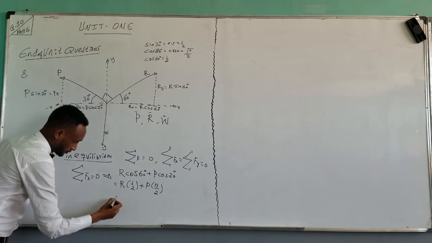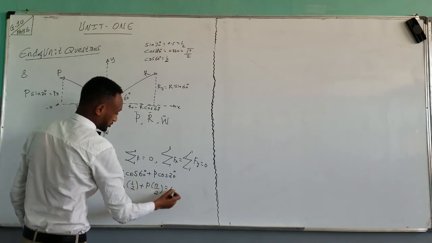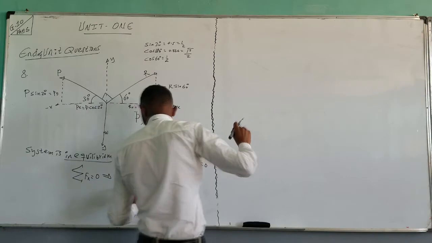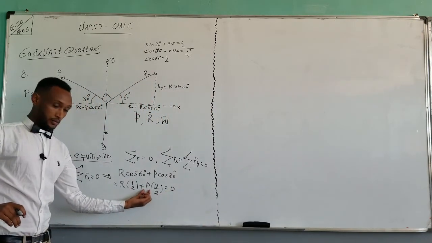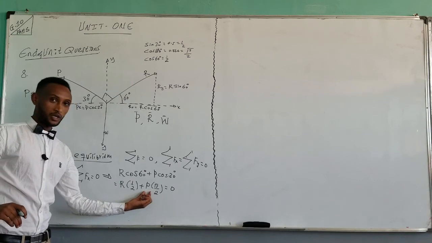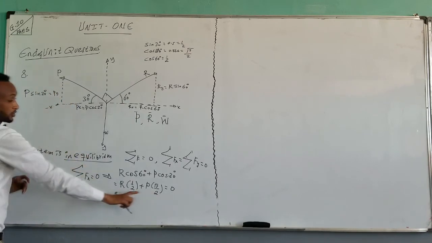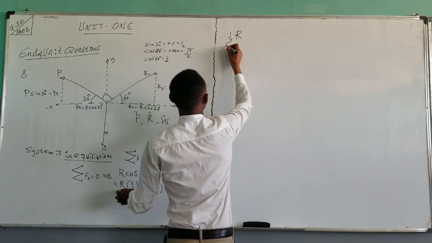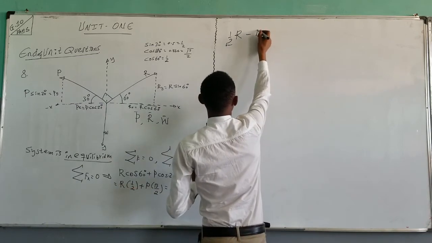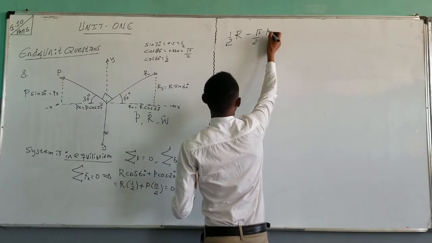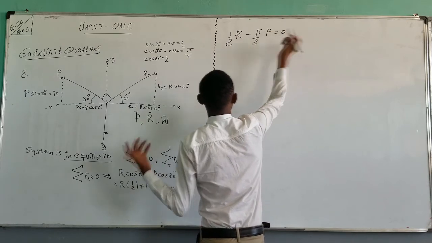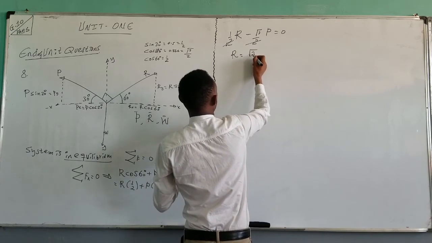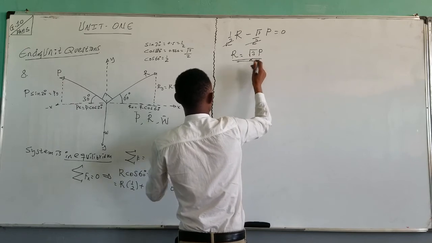Then from this expression, you get that it is equal to 0, since the summation of this component must be 0. Now you know that the P vector in its horizontal component is in the negative x direction, so you make it negative. That means half of R vector minus root 3 over 2 of P vector is equal to 0. You get that the R vector is equal to root 3 times vector P. The relation between the two vectors is this one.